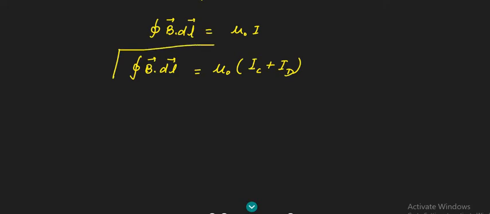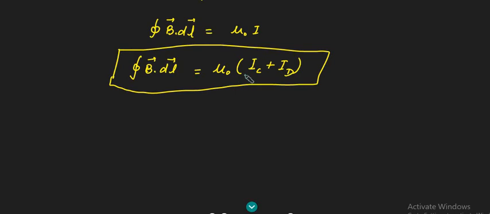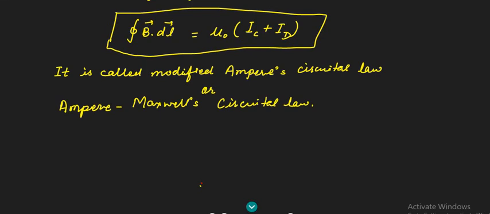This whole formula in the box is called the modified Ampere circuital law or Ampere-Maxwell circuital law. Now this formula is known as the modified Ampere circuital law or Ampere-Maxwell circuital law, because this formula is a combination of Ampere's law and Maxwell's law.